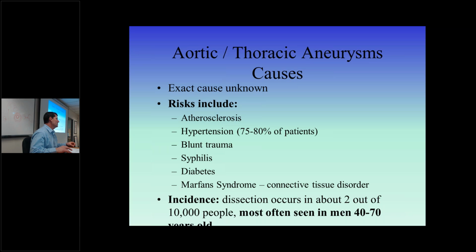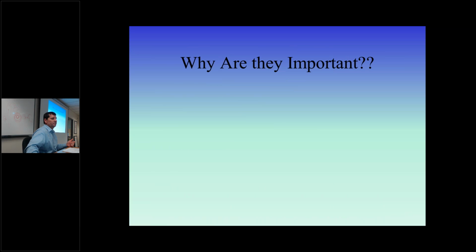Marfan syndrome is basically a connective tissue disorder where you get a lot of stretching. You actually lose some elasticity in other areas, and so you can get that weakened area where it's connective tissue. As far as the incidence, again, I'm going to have to agree with this one: the majority of the instances I've seen are 40 to 70 years old, and mostly in men. So why is this important to you?